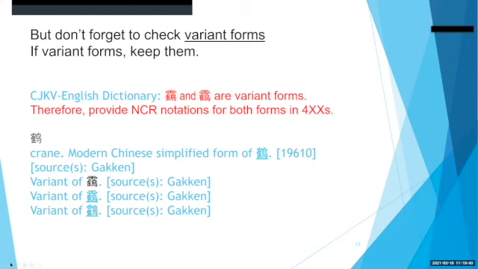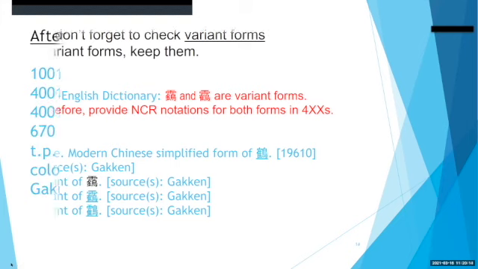Here's the entry under the character for crane. There are five different characters at the lower part of the slide. All five seem to be variant forms according to this dictionary. So the important thing is, do not assume any character is wrong. There are some records that contain a totally irrelevant character. In that case, delete the wrong form, but always check variants if you're not sure and keep them.